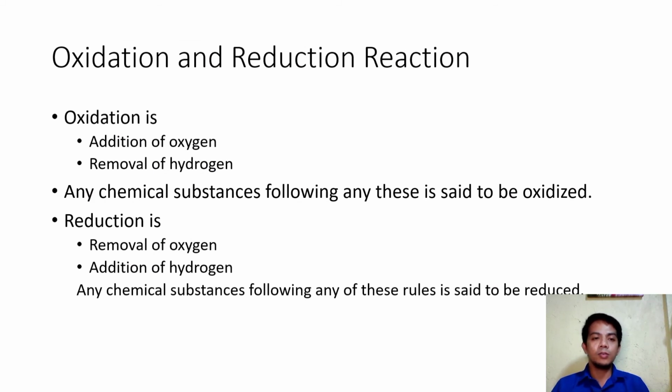Okay, so now let's proceed to oxidation and reduction reaction, or redox reaction. Oxidation is the addition of oxygen and removal of hydrogen. Any chemical substance following any of these is said to be oxidized. Then reduction is the removal of oxygen and addition of hydrogen. Any chemical substance following any of these rules is said to be reduced.